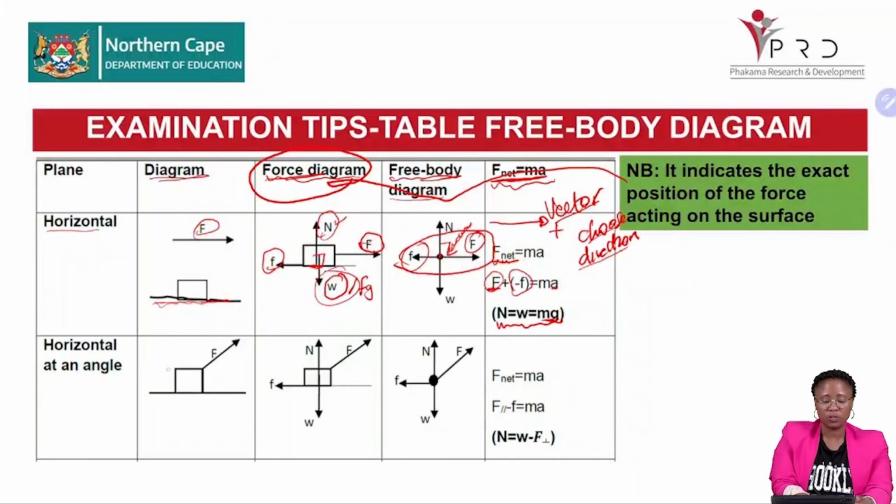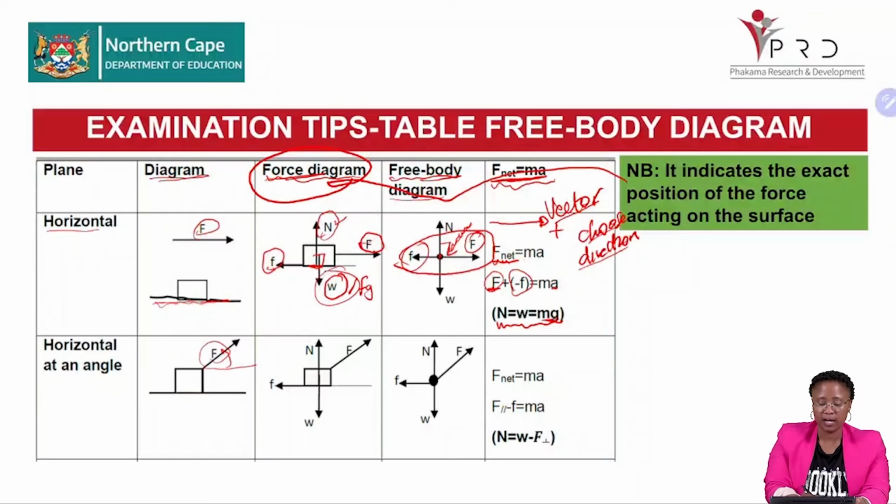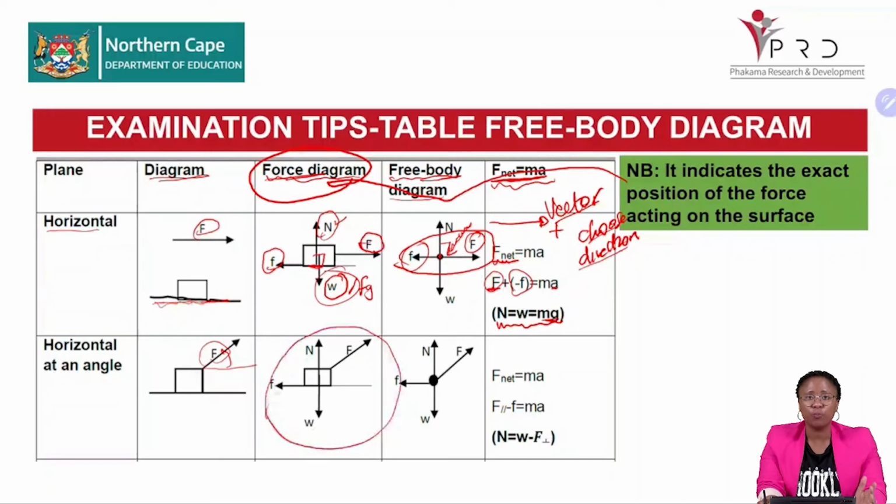Now scenario number 2, you can see here I have a force again, but the force now is acting at an angle. If you have a vector that is acting at an angle, when you draw the force diagram, you still follow the rules of drawing the correct force diagram. You put all the forces where they are supposed to be, and then when you draw the free body diagram, please make sure that you draw the force at an angle. That is what we are looking for.